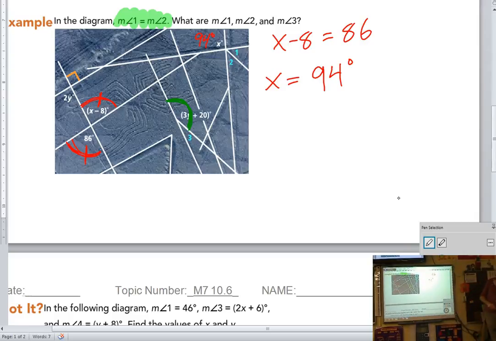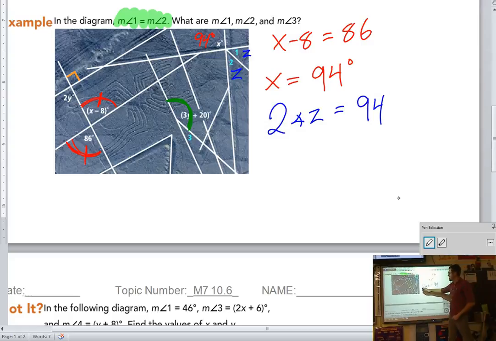So Sam, where do I go from there? You can figure out 1 and 2 because 1 and 2 are equal. So you can figure out 1 and 2 by dividing 94 by 2. So I'm going to call this angle z, and that angle z too, because they're both the same. So 2 times angle z equals 94, and just like you said, if I cut it in half, 47.